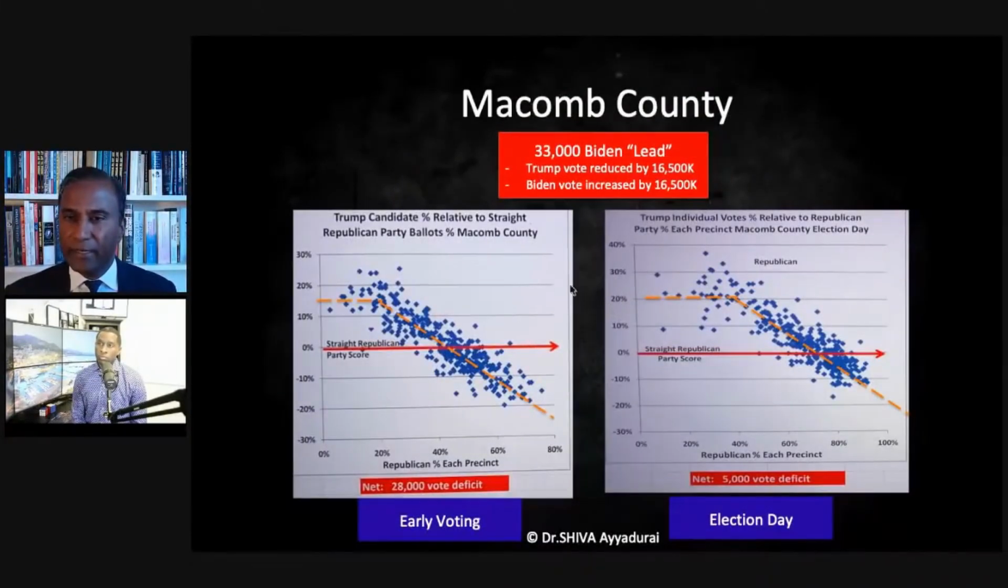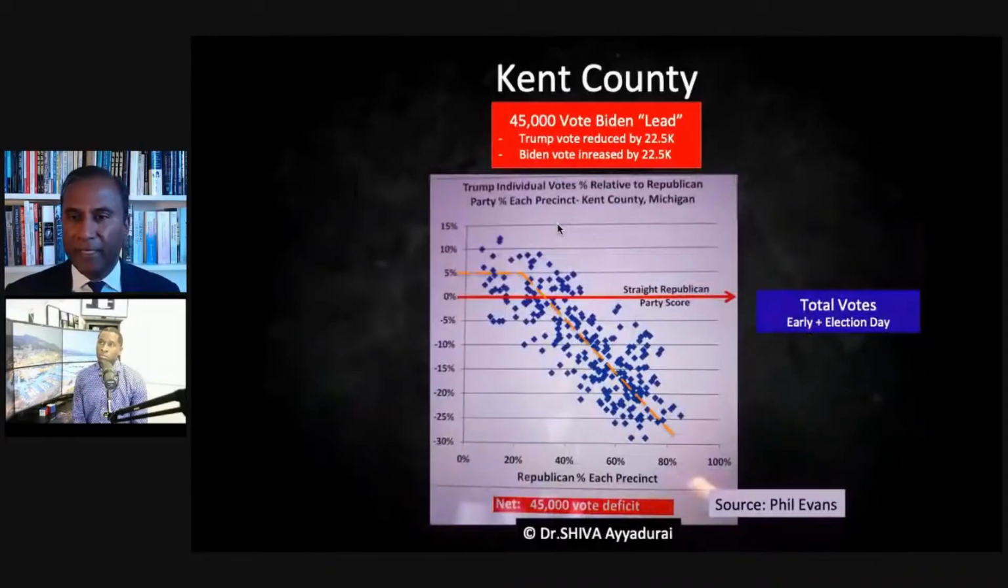Now we look at, again, the same thing here. So total, when you look at Macomb County, a total of 16,500 votes were taken away from Trump. By the way, these are minimum, and 16,500 votes were given to Biden. So a total of 33,000 lead. So if you take 33 plus 60, we're up to 93,000 votes between Macomb and Oakland County. Now we want to look at Kent County.